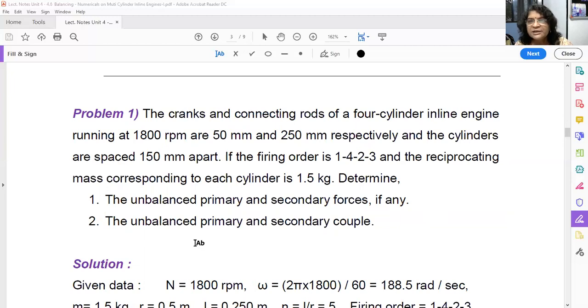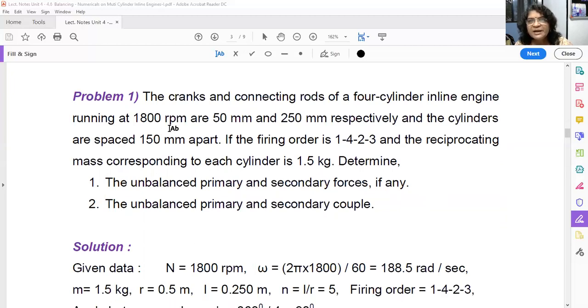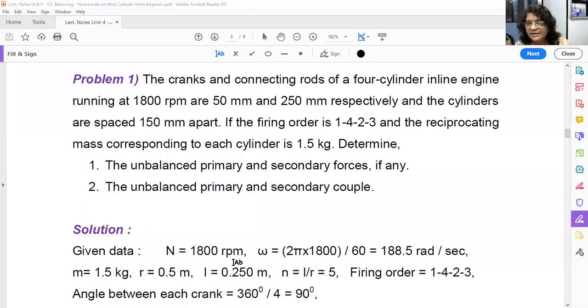Okay, see what is the data given. Speed is given 1800, so N is 1800 rpm. So we can find out omega, 2 pi N upon 60, that is 188.5 radian per second. Then what else is given? Mass of each cylinder is given that is 1.5 kg. So m is equal to 1.5 kg for all 4 cylinders.